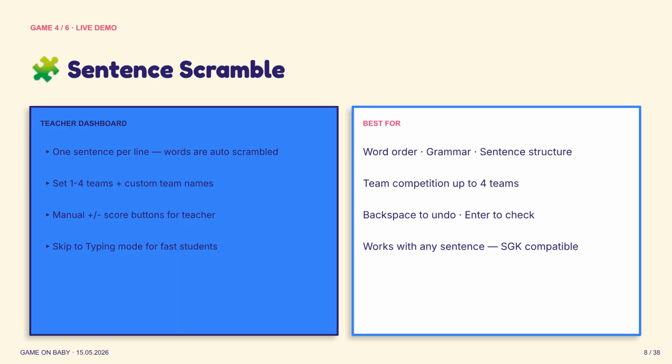Game 4 is Sentence Scramble. Enter 1 sentence per line for auto-scrambling. Set up to 4 teams with custom names and use manual scoring buttons. It's perfect for word order, grammar, and sentence structure practice in a team competition.